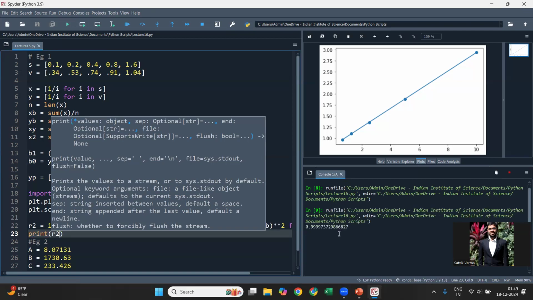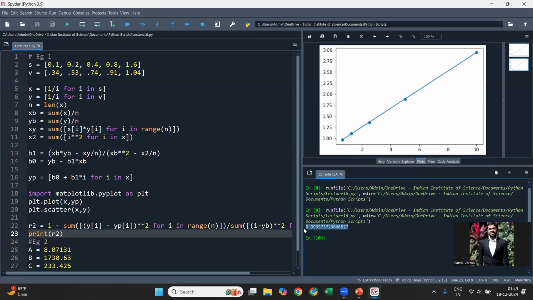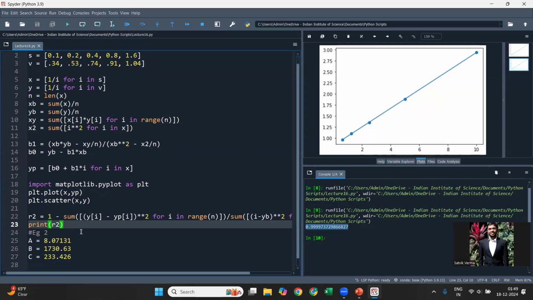And if you see, the R square is actually very, very nice. So we have a very good value of R square over here, right? It's approximately 1 if you see. That is because it is fitting very well, right?